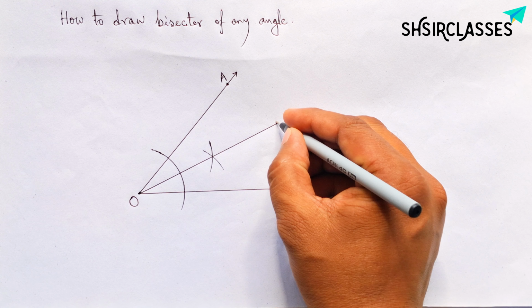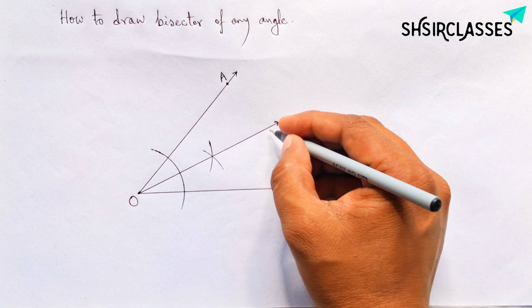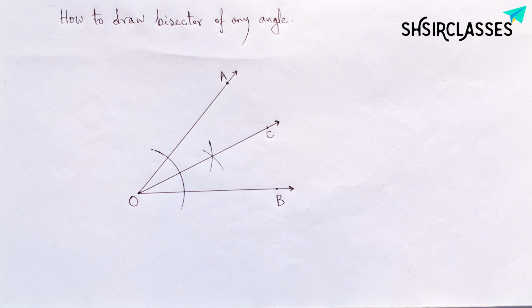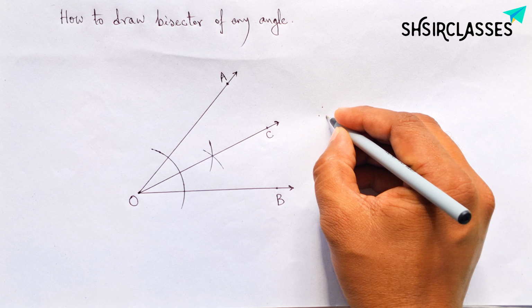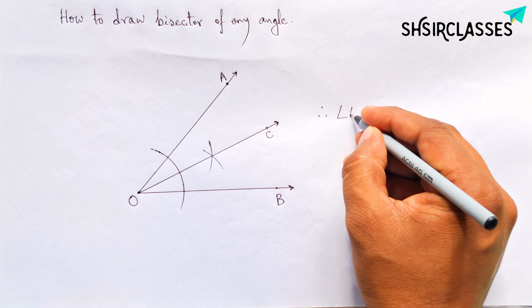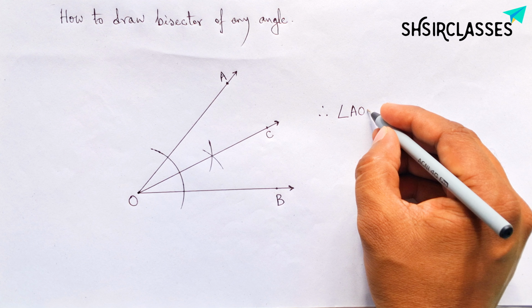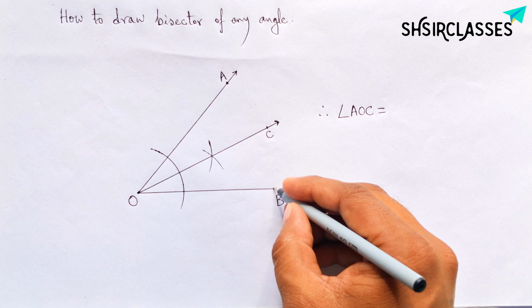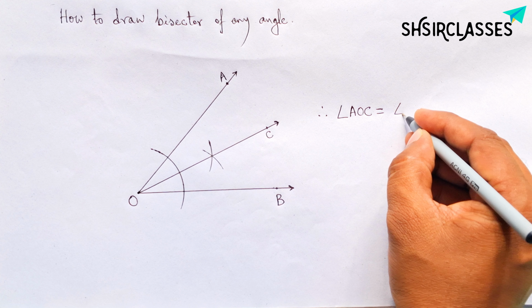So marking here an arrow mark and taking a point here, C. So OC is the bisector of the angle AOB. So therefore angle AOC is equal to angle BOC.